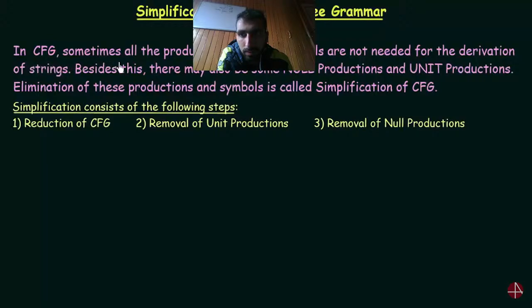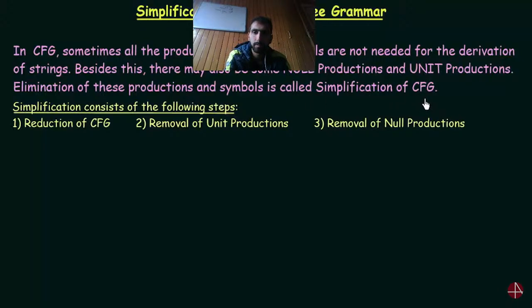In a context-free grammar, sometimes all the production rules and symbols are not needed for the derivation of strings. Besides this, there may also be some null productions and unit productions. Elimination of these productions and symbols is called simplification of context-free grammar.